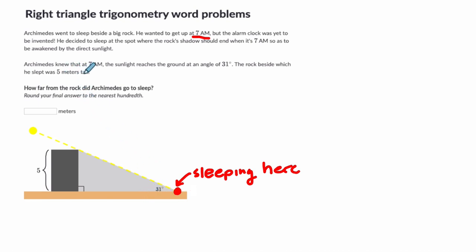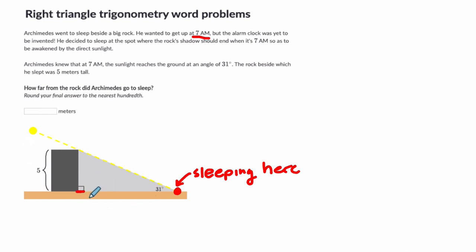He knew that at 7 a.m. the sunlight reaches the ground at an angle of 31 degrees. So here's the sun coming down. He knows that the angle is about 31 degrees. The rock beside which he slept was 5 meters tall. So in other words, the sun's coming up, and it's rising, and then it's going to reach a point where it comes over this rock and hits the ground at a 31 degree angle. So how far from the rock did he go to sleep?